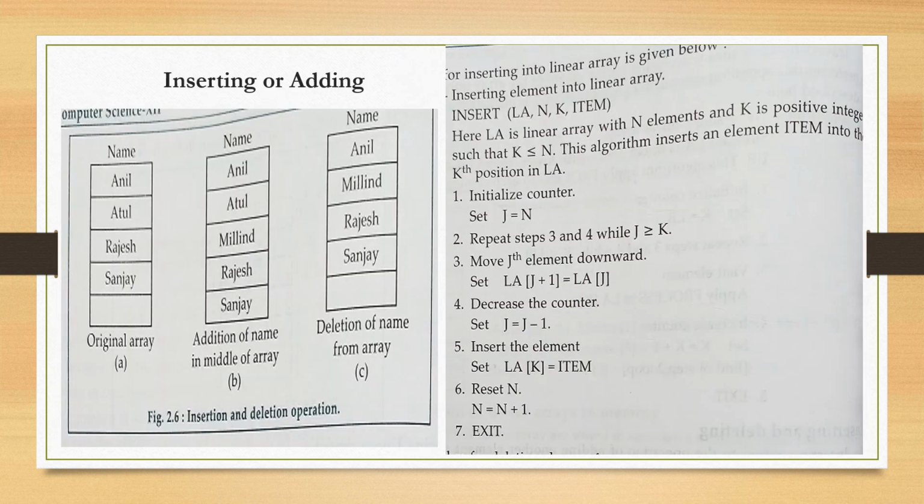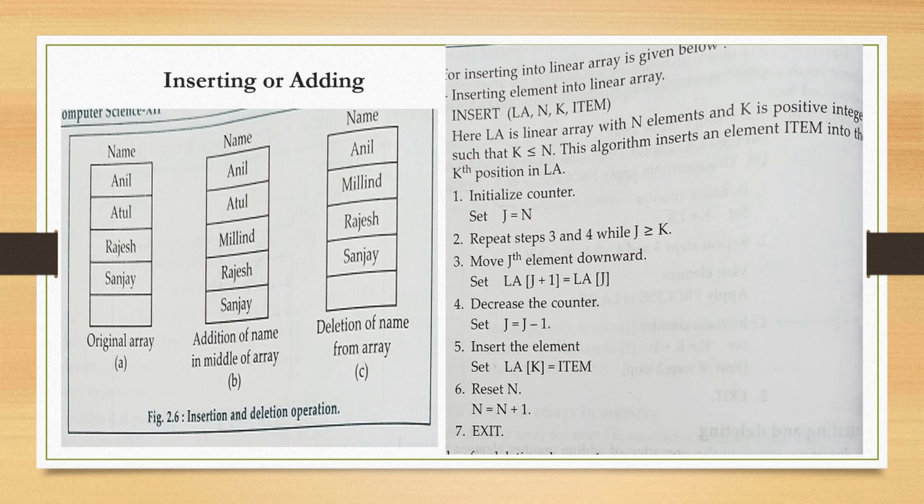Now, inserting or adding an element in a linear array. How to add it? When we talk about adding an element, you can add it at the end of the array. This is the original array. The name array is there: Anil, Atul, Rajesh, Sanjay. Now this is blank, so you can add it here. That is very simple.